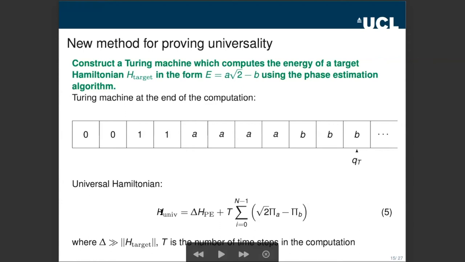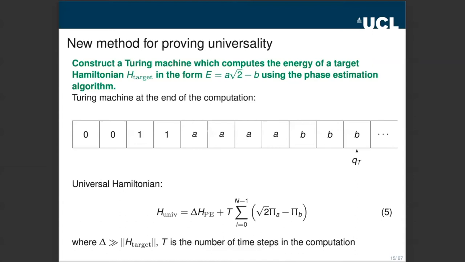And the second term in this Hamiltonian is a projector. And what this does is it gives just the right amount of energy to these flag states. So the energy of these history states with respect to this universal Hamiltonian is equal to the energy of this state psi with respect to the target Hamiltonian.